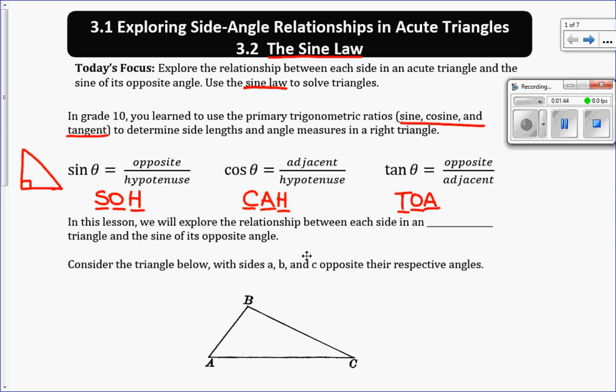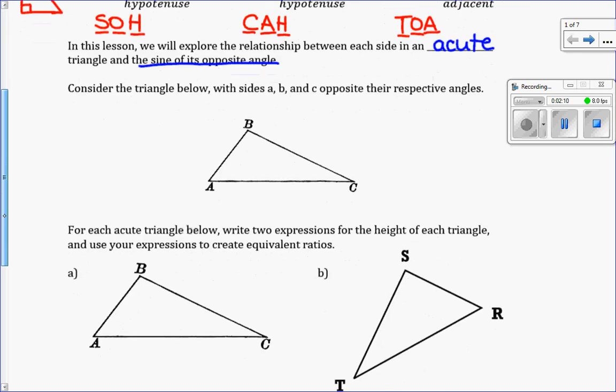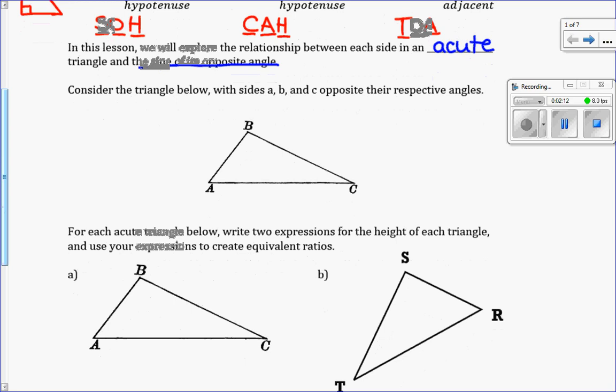In this lesson, we're going to explore the relationships between each side in an acute triangle, a triangle where all three angles are less than 90 degrees. So the relationship between the sides and the sine of their opposite angles. Here is a triangle with angles A, B, and C marked on it, and sides a, b, and c are opposite their respective angles.